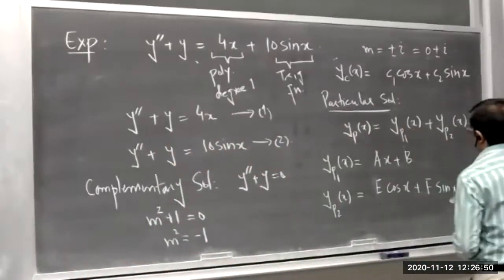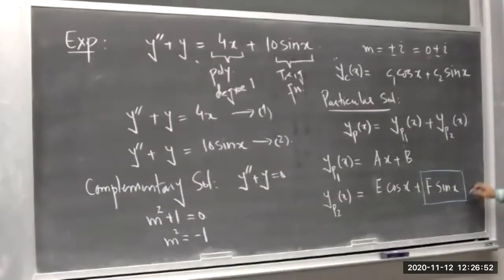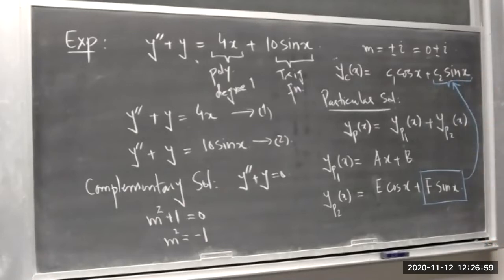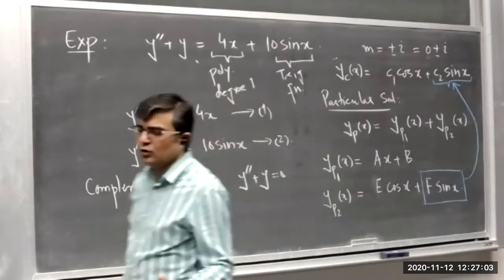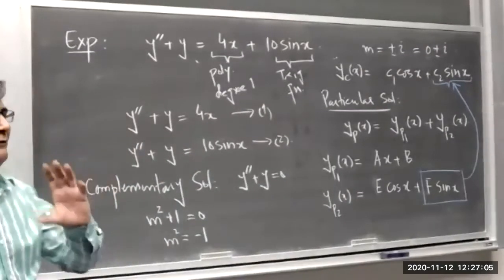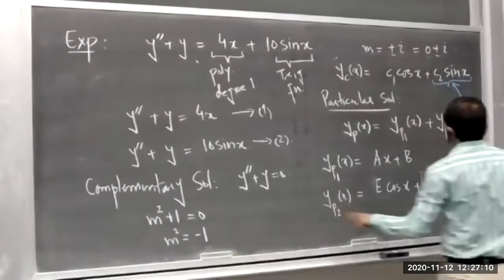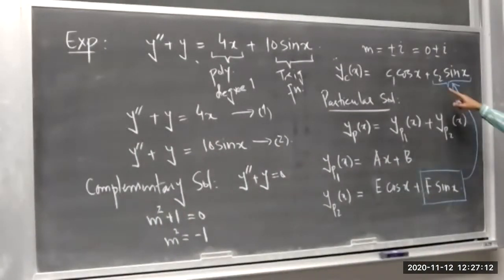F sine x, this term is already present in the complementary solution, because the constants are arbitrary, and it doesn't matter whatever the value of the constant, we look at the function only. Now, in the second particular solution, you can see that sine of x, and here you have c2 sine of x. So this term of this assumed particular solution is already present in the complementary solution.